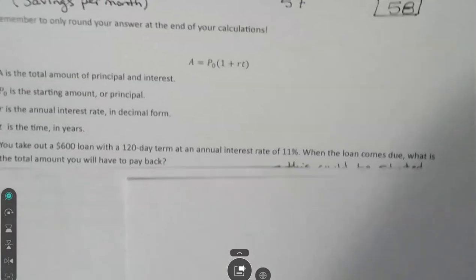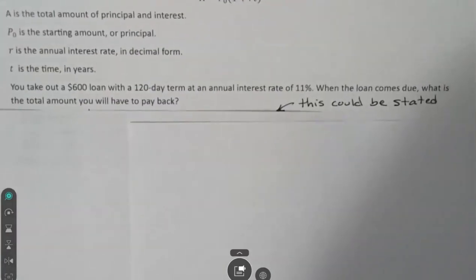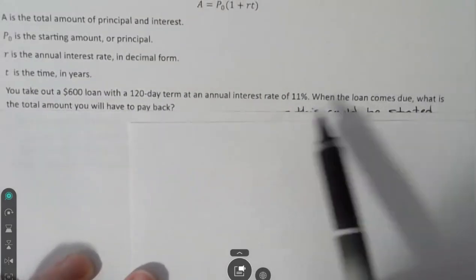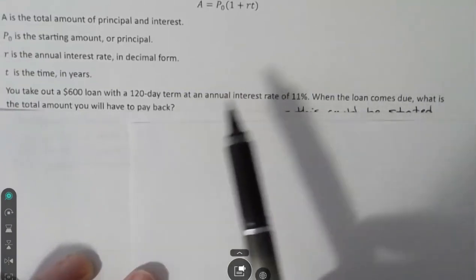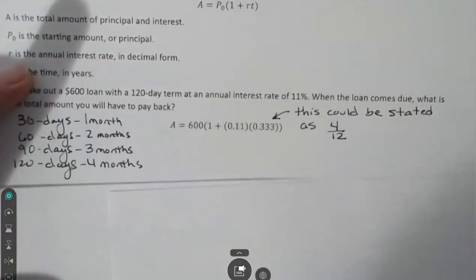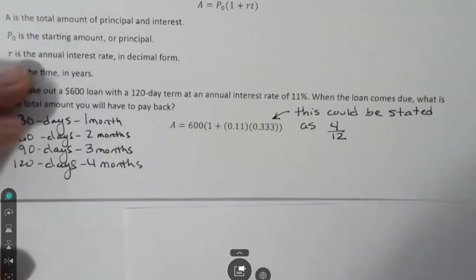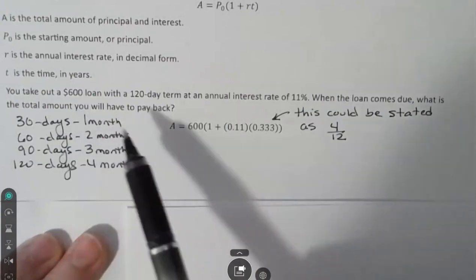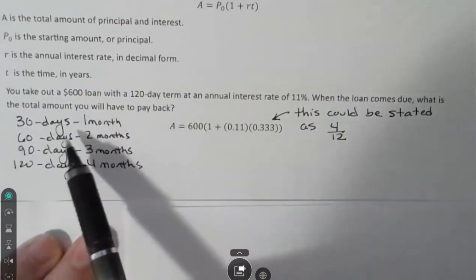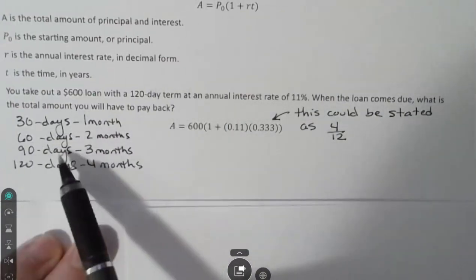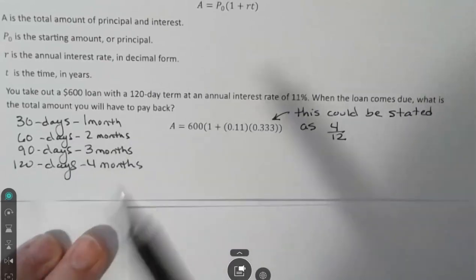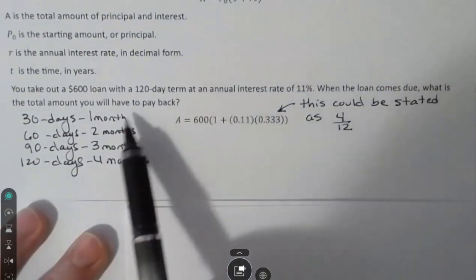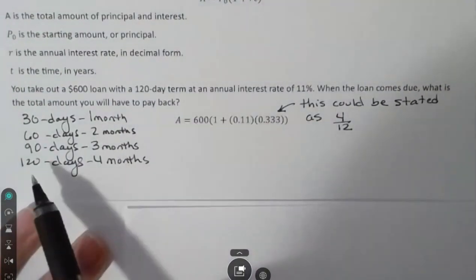So if I had a problem like this, you take out a $600 loan with a 120-day term at an annual interest rate of 11%. When the loan comes due, what is the total amount you have to pay back? So I just want to tell you that at a bank, if you say 30 days, they consider that 1 month. A 60-day loan would be 2 months. A 90-day would be 3, and 120-day would be 4 months. So in this case, we're taking out a 120-day term loan, so that would be 4 months.